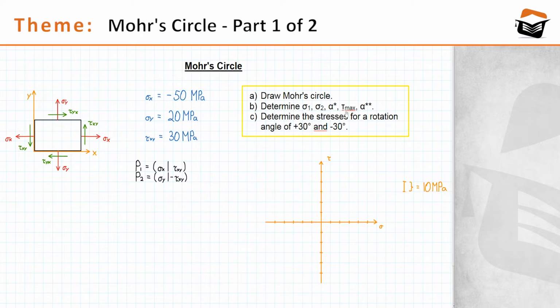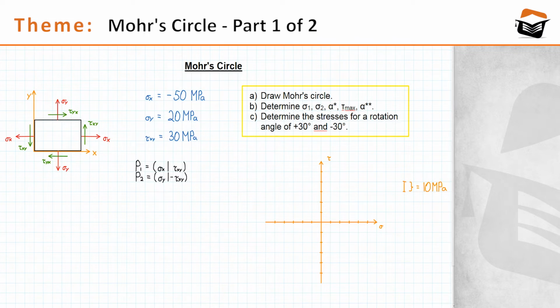We will also determine tau max, which is the maximum or the principal shear stress, and alpha double star. Alpha double star is the direction by which you need to rotate the coordinate system to have the shear stress attain its maximum absolute value. And in part C, we will determine the stresses for a rotation angle of the coordinate system of plus 30 and minus 30 degrees. Part C will be done in a separate video later, because Part C takes a little longer than either Part A or Part B.